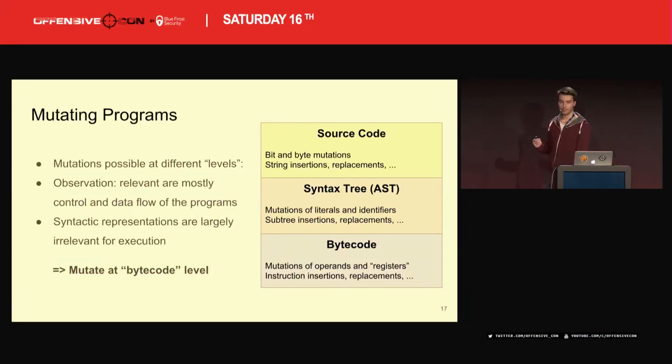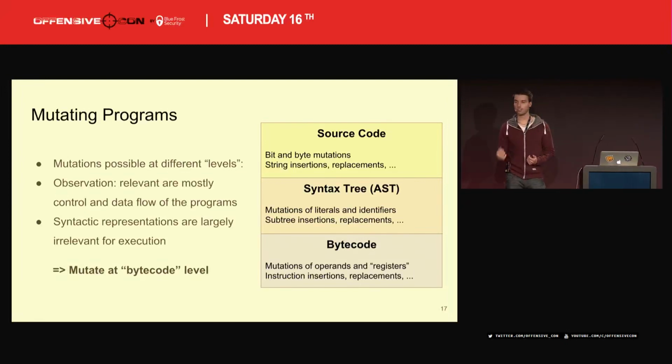The next level, and this is what people are already implementing and fuzzing with, is the syntax tree, the abstract syntax tree. It's a tree representation of JavaScript source code. You can change literals in it, or you can perform tree mutations, like take this branch here and put it somewhere else, or copy subtrees from another sample, etc. But the observation here is that for the engine itself, the syntactic representation is really irrelevant. It doesn't care. What it cares about is stuff like control and data flow.